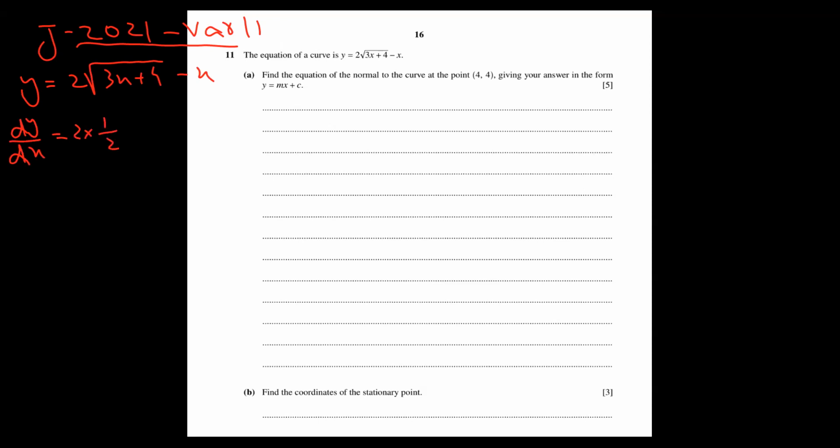Half comes down and the power becomes negative half. Base copy times the base derivative. And the derivative of 3x plus 4 is 3, and the derivative of 4 is 0. You can see very clear. And minus 1, this minus 1 comes from here. So this part is okay.